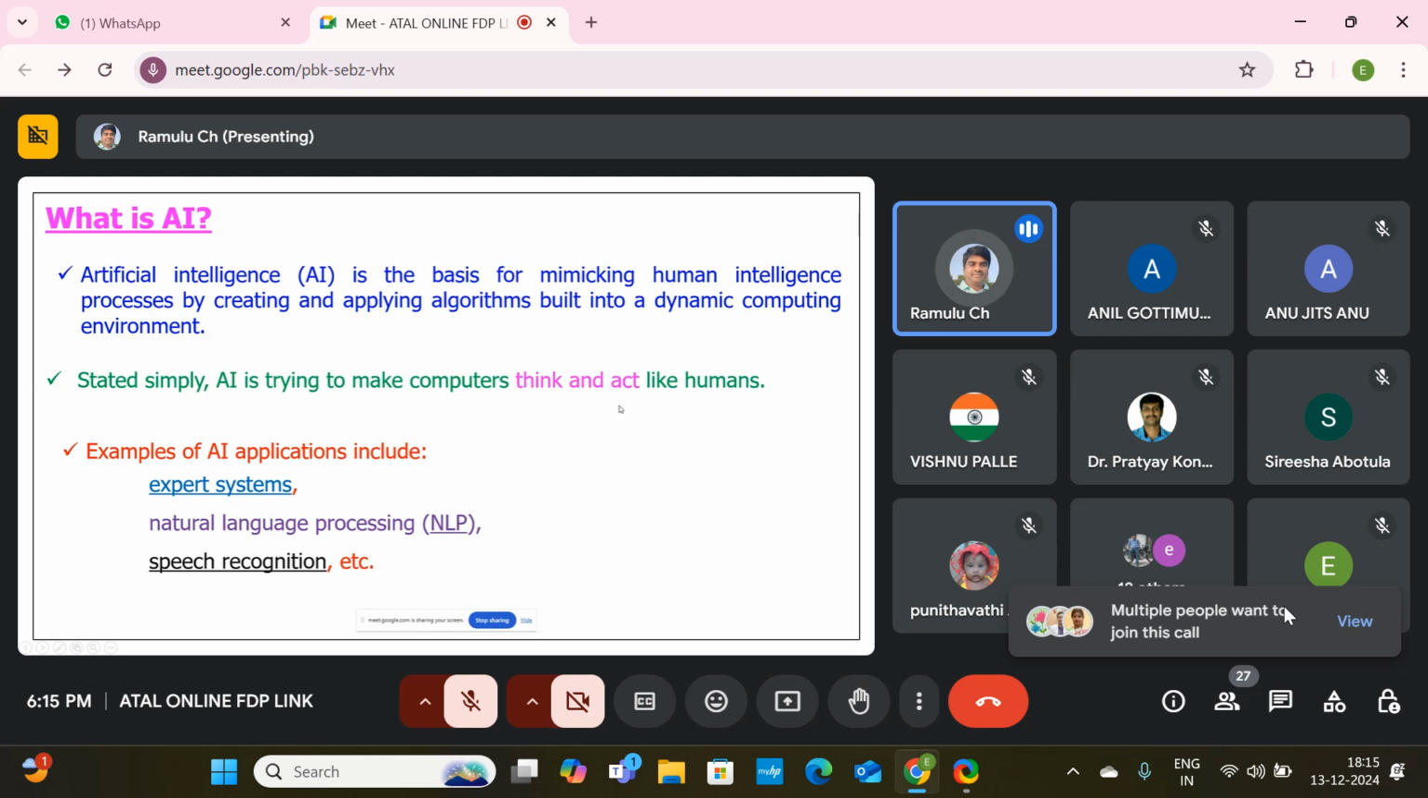Just as any human being acts based on the situation, these computers are also going to act. After the entire completion of this 6-day workshop, you are going to realize something is missing with this AI. Many things which are not possible for humans, we can achieve with this AI.